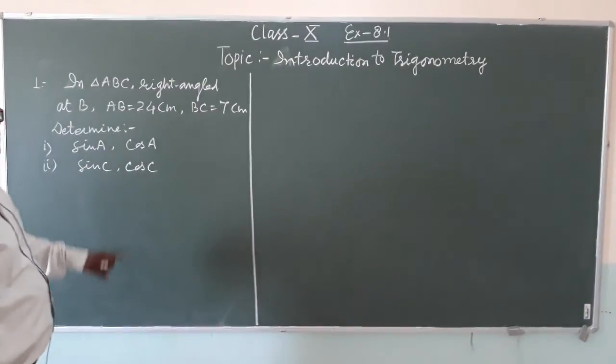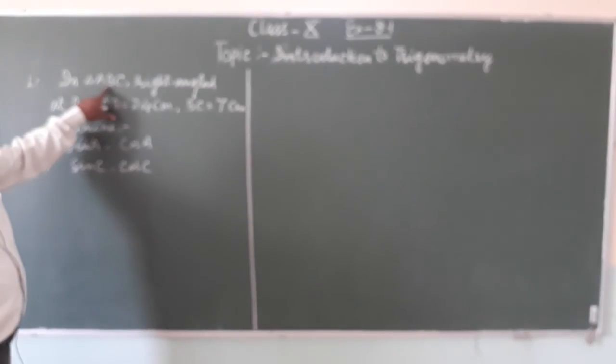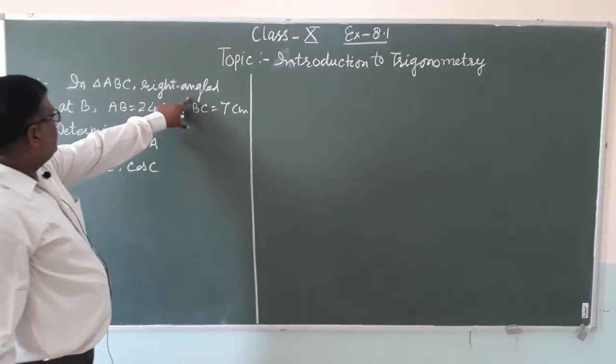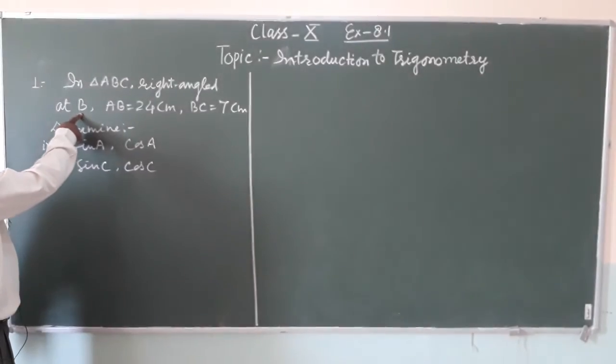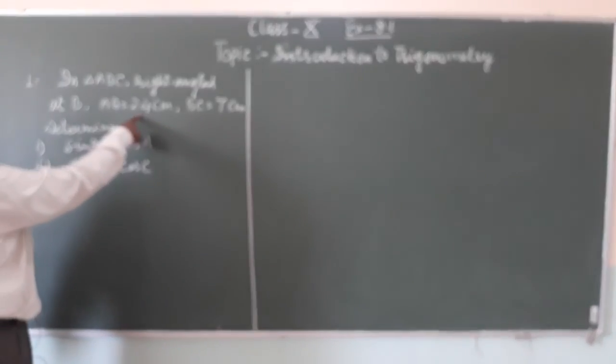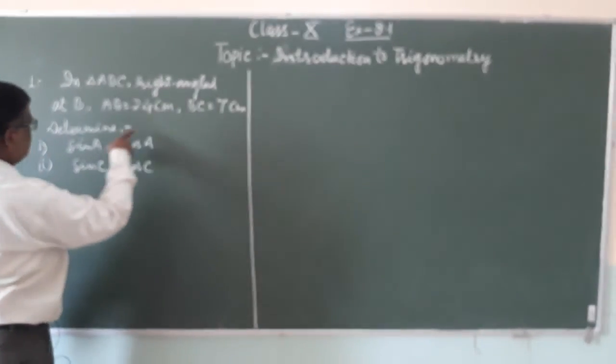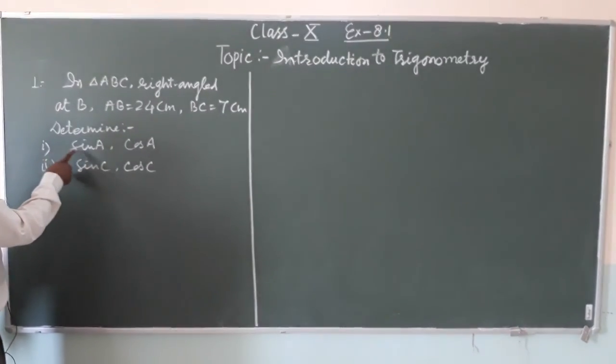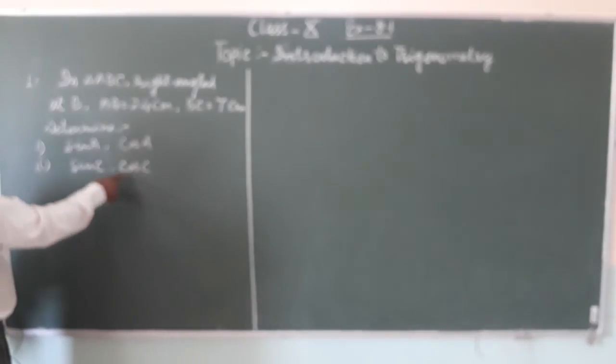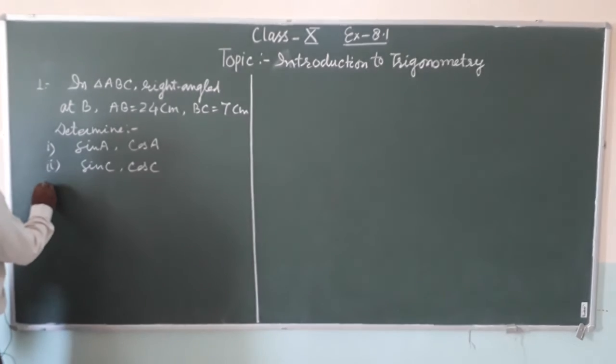in this question, that is in triangle ABC right angled at B. एक ट्रायंगल ABC है जो B पर राइट एंगल है, AB 24 सेंटीमीटर, BC 7 सेंटीमीटर. डिटरमिन फर्स्ट साइन A cos A sin C cos C. First of all, that is the solution.